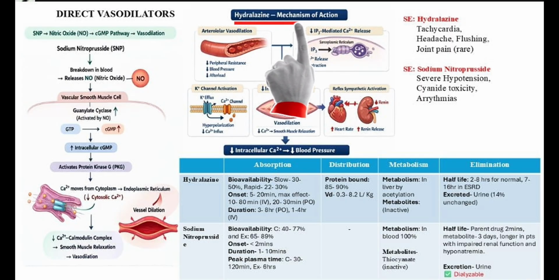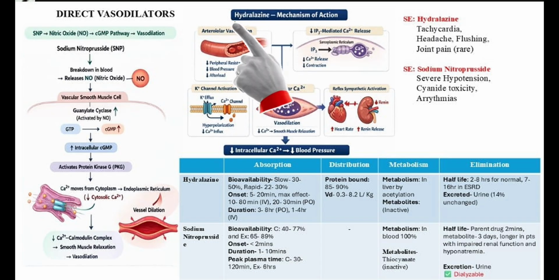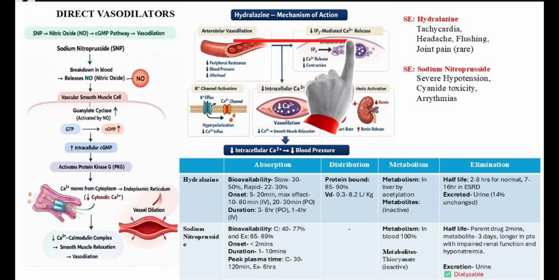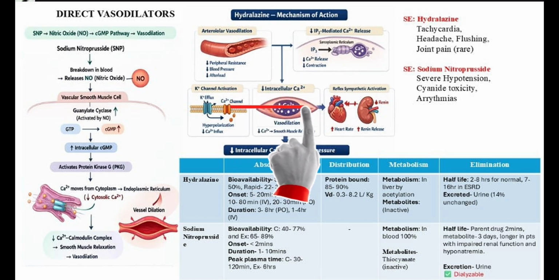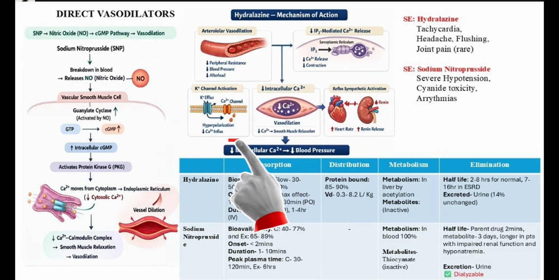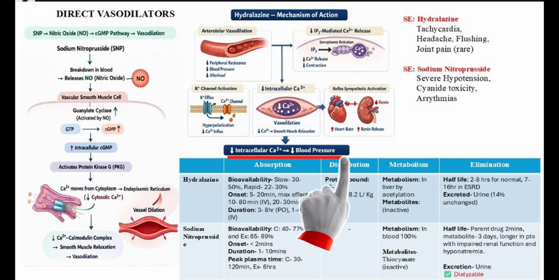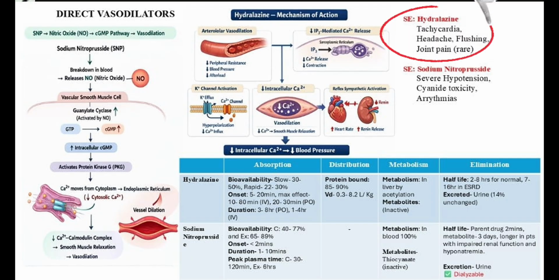Hydralazine mainly causes dilation of arterioles by reducing intracellular calcium in vascular smooth muscle cells. It opens potassium channels and reduces calcium entry into the cells, which leads to smooth muscle relaxation and vasodilation. This decreases peripheral resistance and blood pressure, although it may trigger reflex sympathetic activity that increases heart rate.